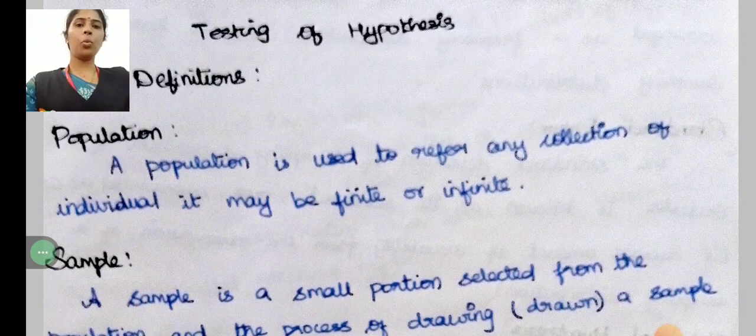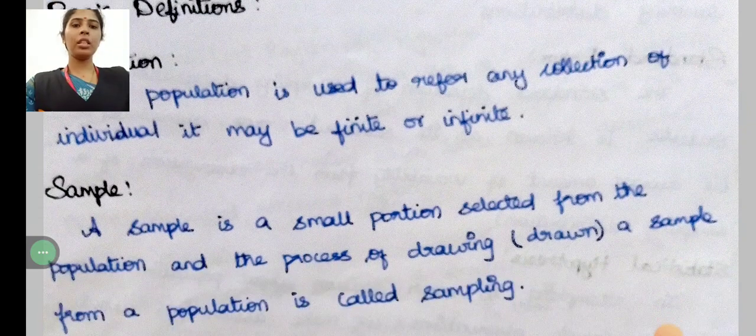According to statistics, what does population mean? Population is a collection of individuals, a representative sample of a large group of people with one or more characteristics in common, and this population may be finite or infinite. Next is sample.